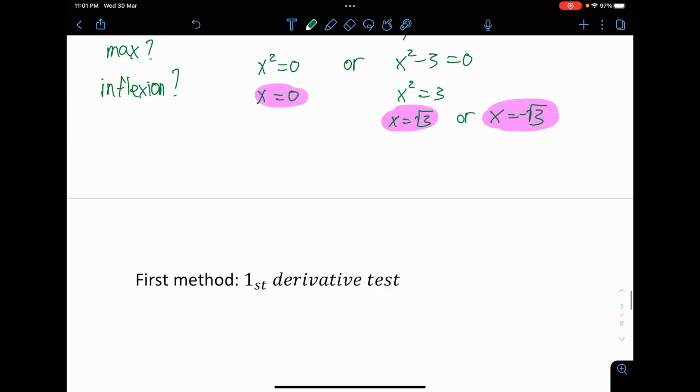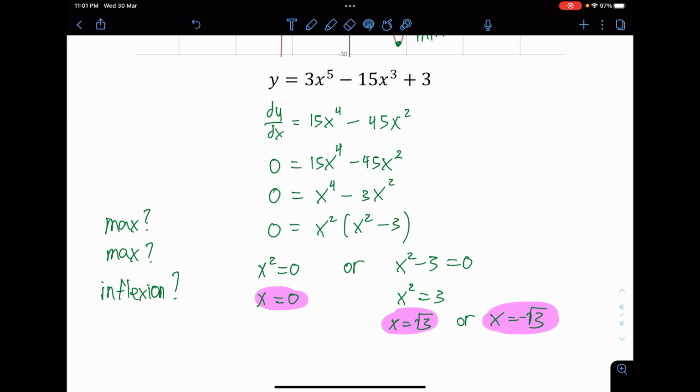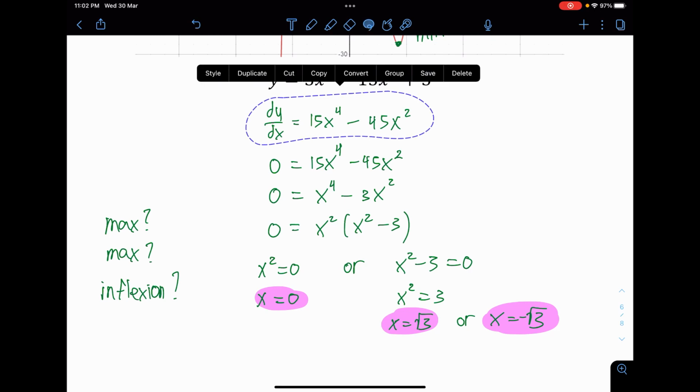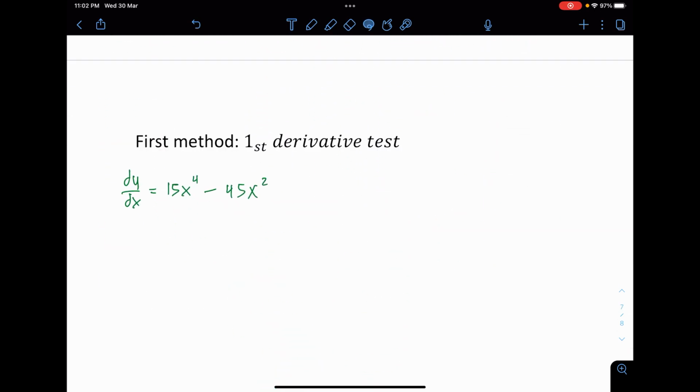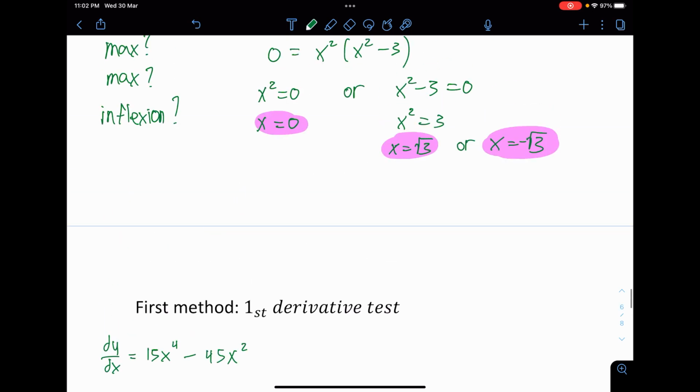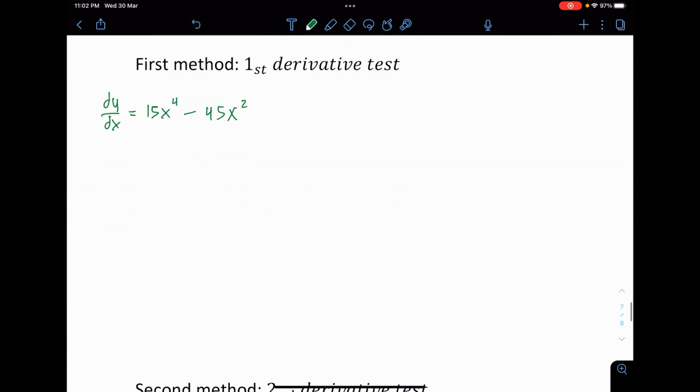Now, it's very simple. For the first derivative test, I just need to use these numbers. First derivative test is just differentiating one time, hence the name. After you differentiate it for the first time, and then get the three numbers, 0, root 3, and negative root 3, I'm going to make a few tables. First, I will use x equals 0, lesser than 0, greater than 0.